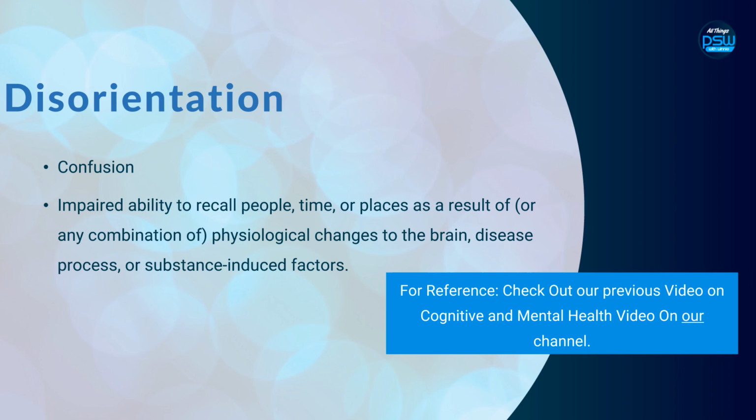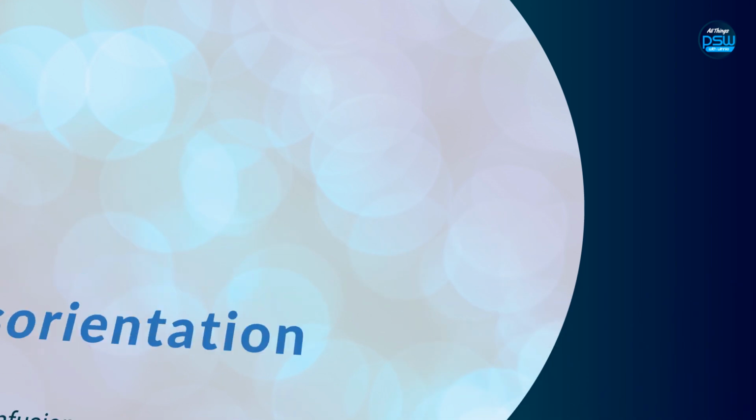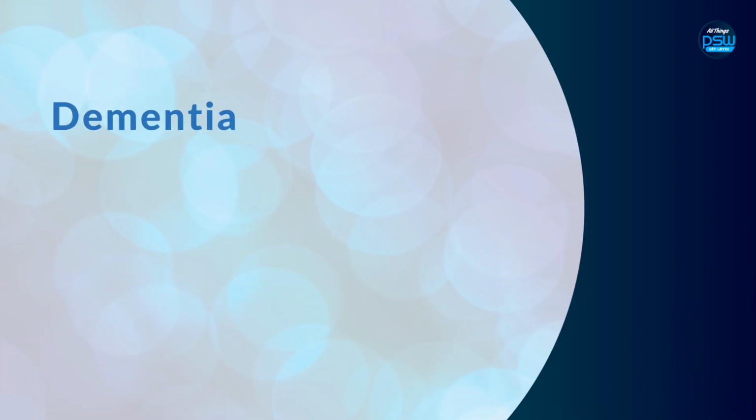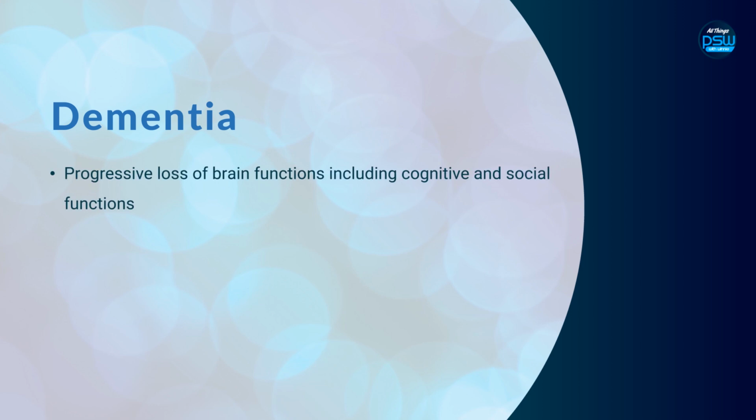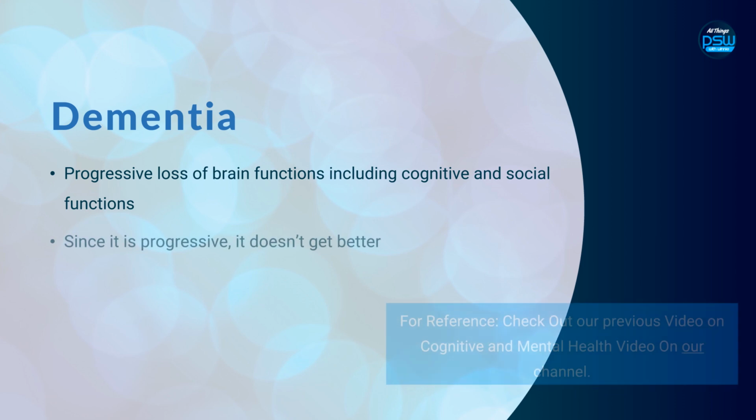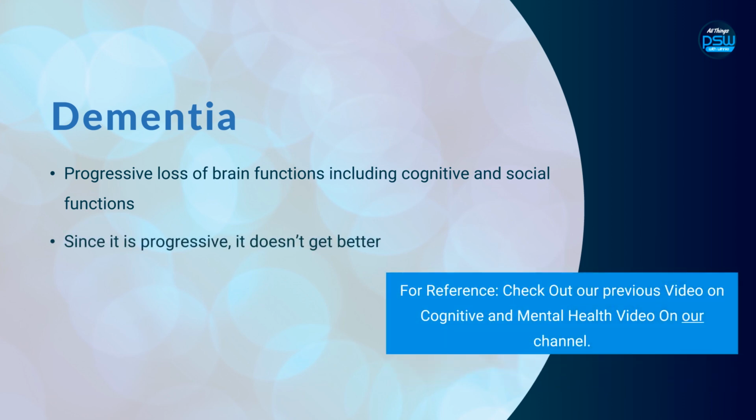And the last thing is dementia. Dementia is a general term that describes the progressive loss of brain functions, including cognitive and social functions. The last video covers dementia too, but what I want you to know is that this is something that is progressive, meaning it doesn't get better. And the medication doesn't improve it, it just manages it. But it's not something that gets better, unfortunately.